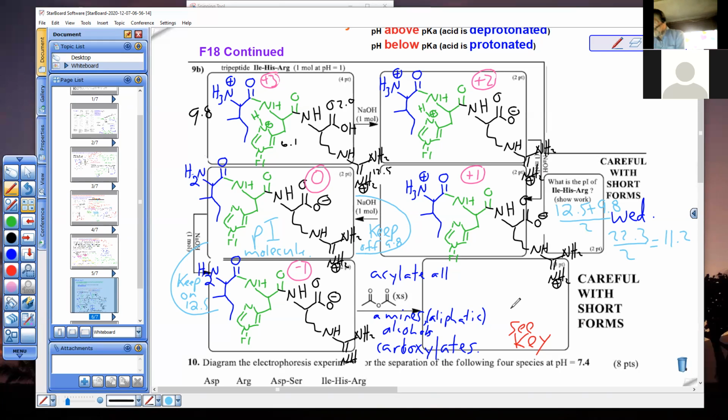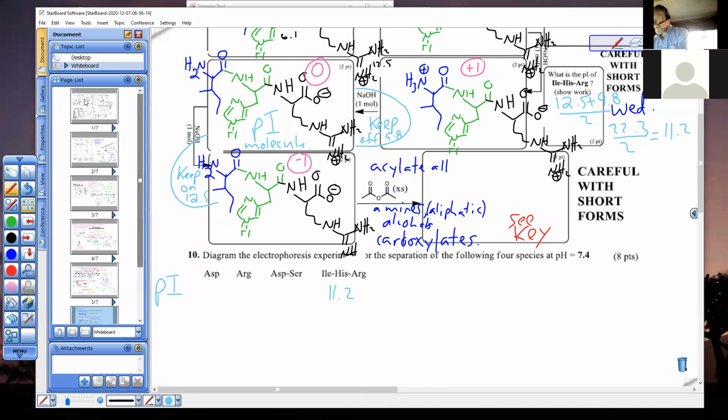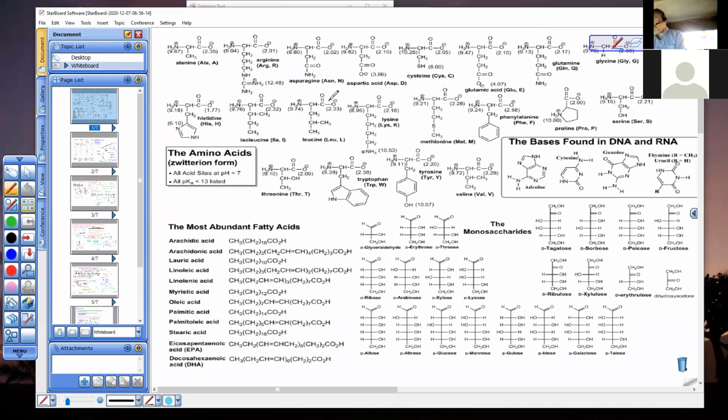Read about PIs. And PI, we'll put it down here too. We already worked on that one. We can quickly do asp-arg and asp-seer just by looking at the original handout. PI of asp. Asp is here. Right now, this molecule has a negative charge overall. -1, -1, +1. That's -1. I need to get it to be 0.